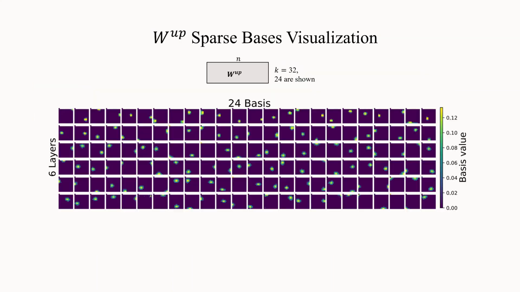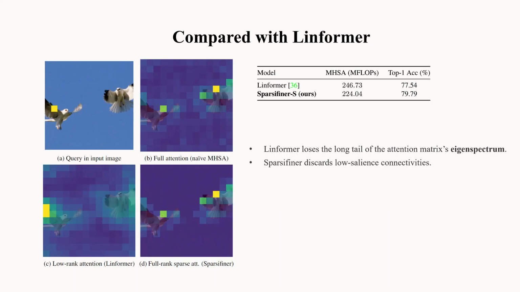We visualize the up-project matrices. Sparsifiner naturally learns a set of sparse bases resembling 2D Gaussians. Low-rank attention, such as Linformer, produces a coarse attention map. Conversely, Sparsifiner's full-rank sparse attention bears a closer resemblance to dense attention.